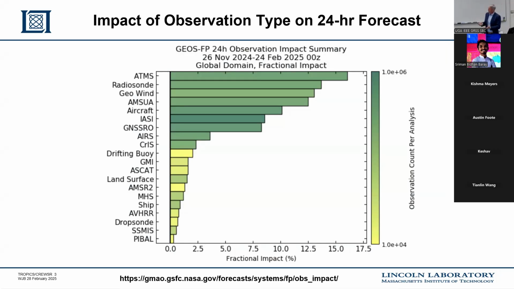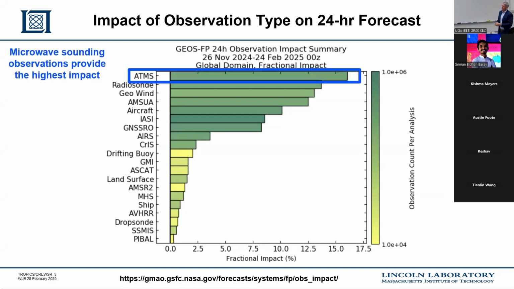And the point I wanted to make, which motivates what I'm going to talk about, is the thing at the top here is this microwave sounder. The Advanced Technology Microwave Sounder is the largest driver. The biggest benefit to the forecast comes from these microwave sounders. So I'll talk about why that is and the work we've done to try to fly better versions of microwave sounders to improve our forecasting.